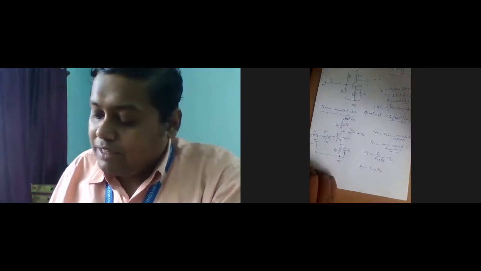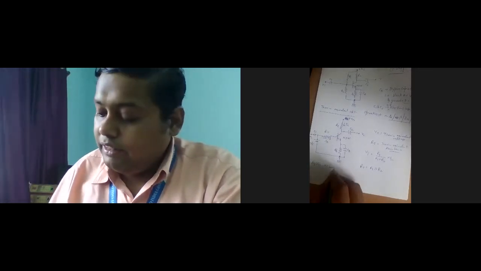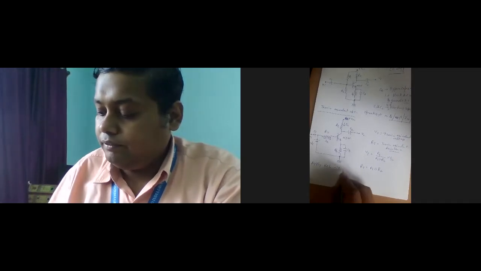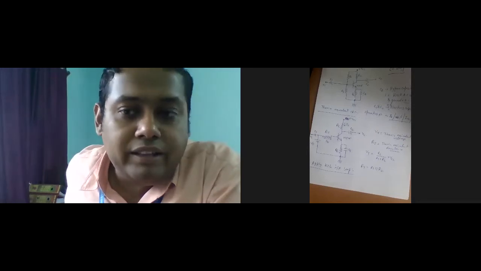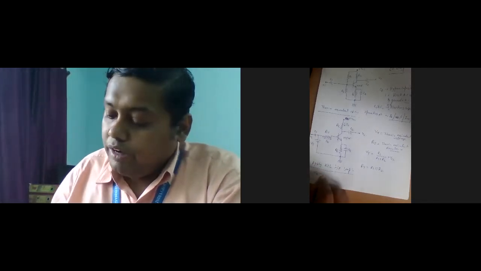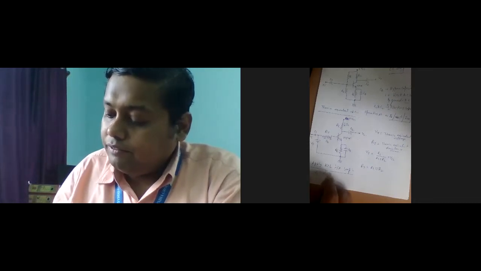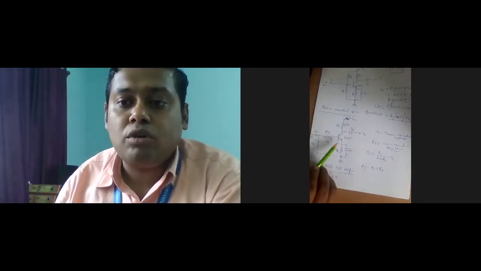Then apply Kirchhoff's law in the input loop. Then Vt is equal to RT into IB plus, what is the Kirchhoff's law expression over here? Can you define? Vt equal to RT into IB. Next, the voltage drop across base to emitter. What is the value of the voltage drop across base to emitter?